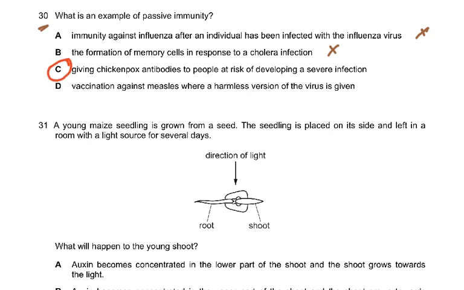Yes, this seems to be correct. Given chickenpox antibodies to people at risk of developing a severe infection. Vaccination against measles with a harmless version of the virus. This is active immunity because your lymphocytes are going to make antibodies, so we give you the weakened virus. So this would be artificial active immunity.